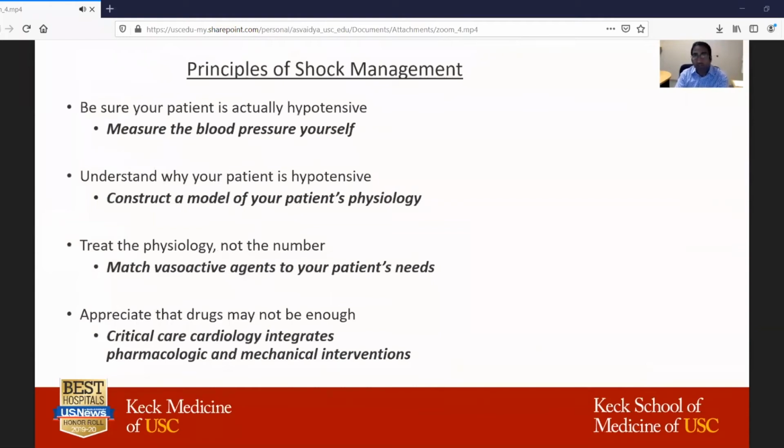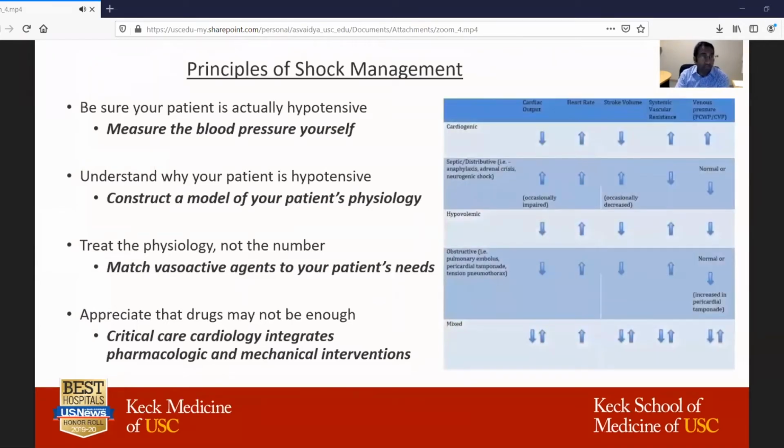So other principles of shock management more broadly, just to go through it quickly, is be sure your patient is actually hypotensive. Go measure the blood pressure yourself. Second is just understand why your patient is hypotensive. So it's good to construct a differential and go through your types of shock that I summarized in the table on your right, and really construct a model for your patient's physiology, so you understand what you're treating so that you can target the physiology underlying that patient's shock.